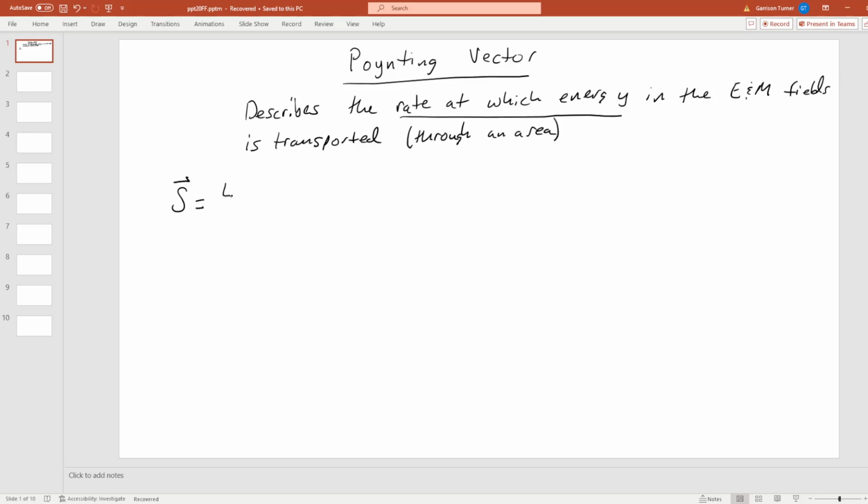And the Poynting vector is given by the electric field crossed into the magnetic field divided by the permeability constant. Okay, so your total power is going to be your S integrated over an area. Okay.